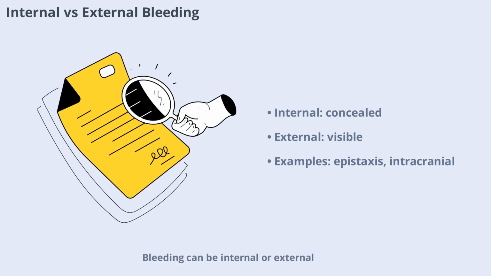Bleeding can be internal or external. Internal bleeding is concealed within body cavities, such as intracranial hemorrhage, and may not be immediately visible. External bleeding, like epistaxis, is evident as blood escapes through a wound in the skin or mucosa. In oral surgery, external bleeding is more common and easier to identify, but internal bleeding can be more dangerous due to its hidden nature. Both require prompt recognition and appropriate management.